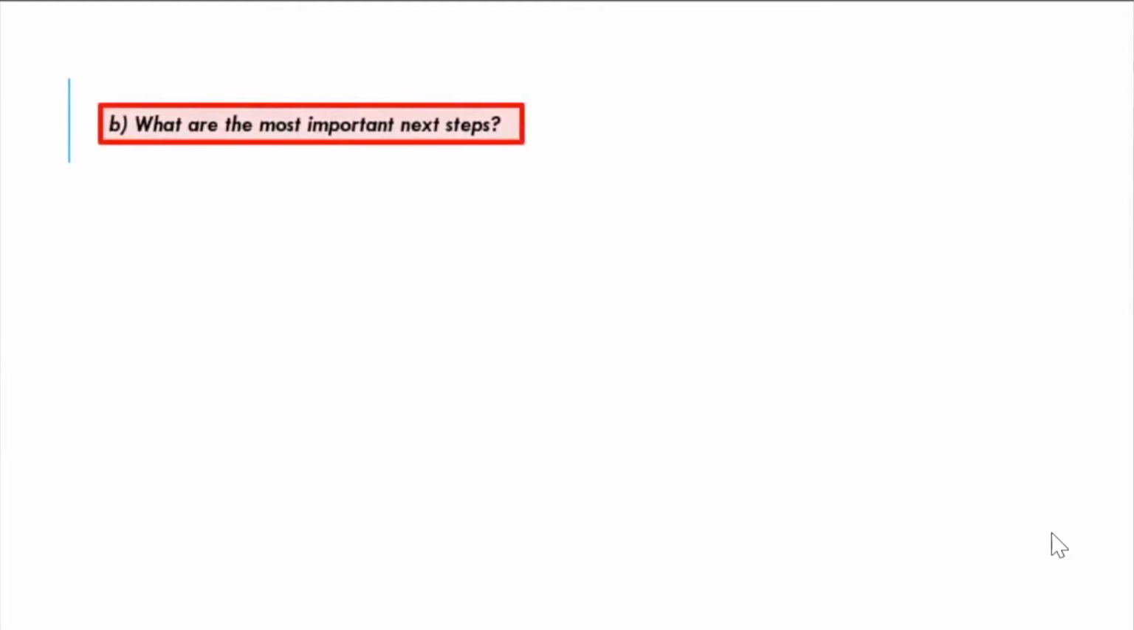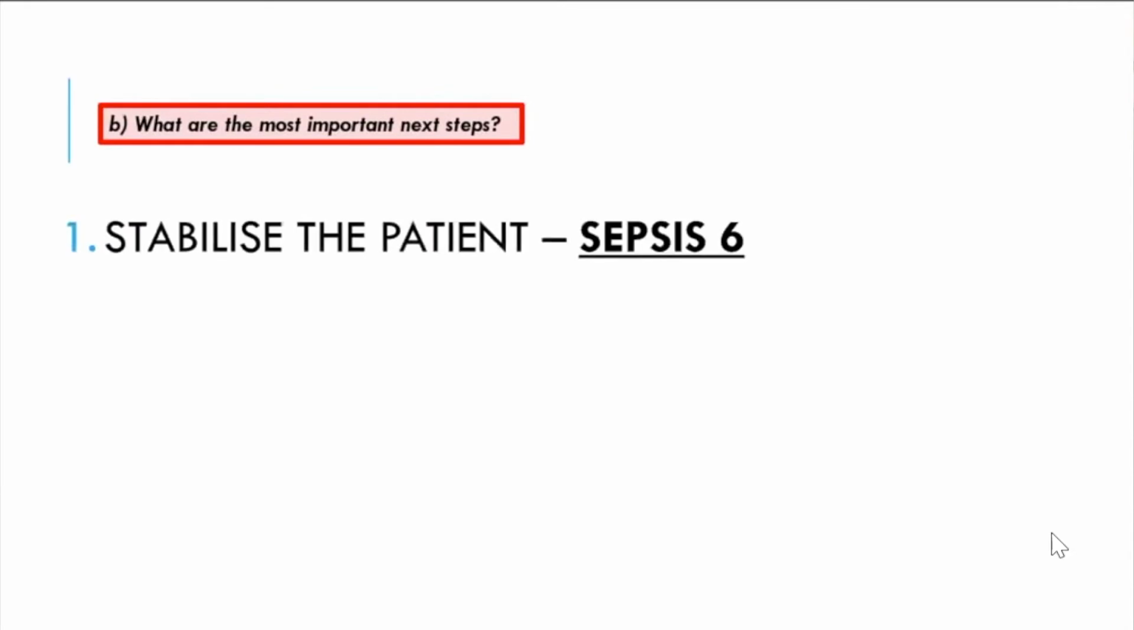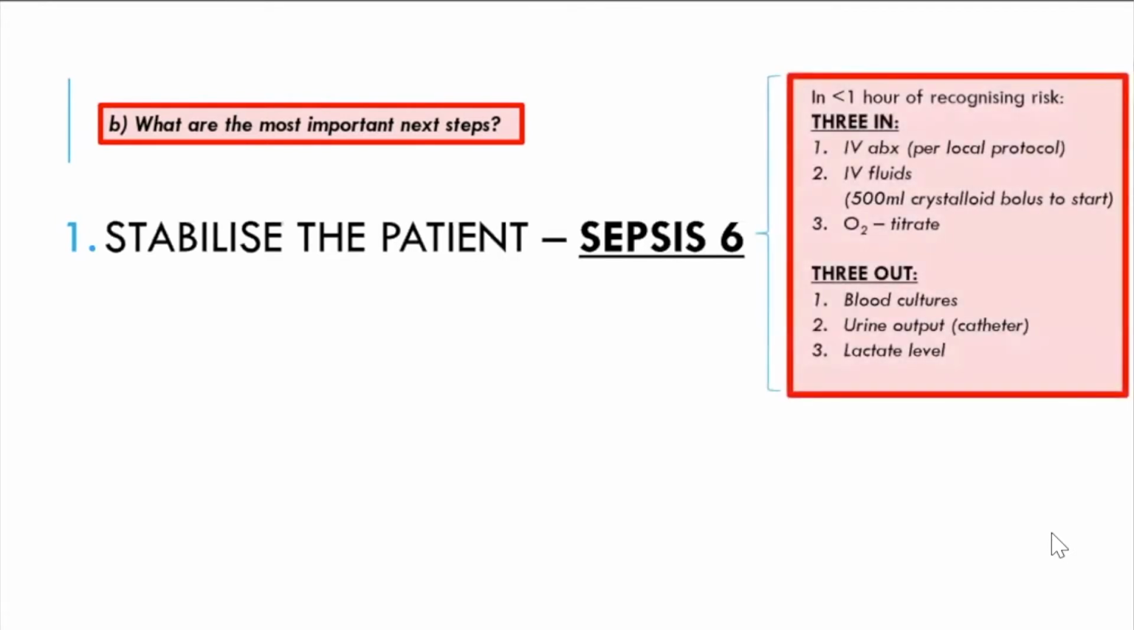Second question was, what are the most important next steps? So obviously you want to stabilize the patient, go ahead with the Sepsis Six, which again we went through last time, and hopefully you guys are familiar with, but you think about it in terms of 3 in, 3 out, and you want to do this as soon as possible, the absolute latest an hour after recognizing the risk.